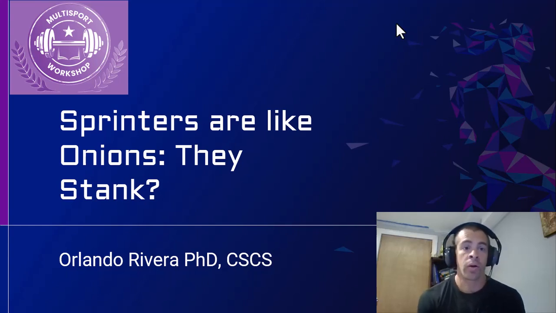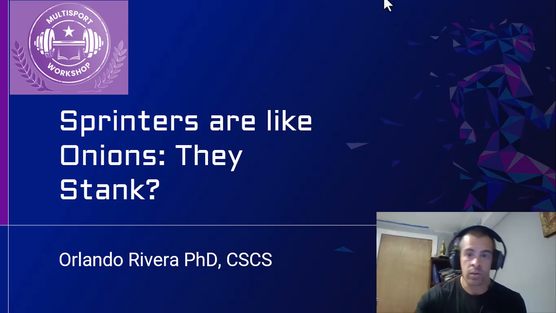So here we are with the initial statement: sprinters are like onions. And this is obviously a reference to one of the greatest movies of all time, Shrek. Sprinters are like onions, and they are like ogres. And no, they do not stink. Instead, there are layers to this stuff that I think can make it far more complex.